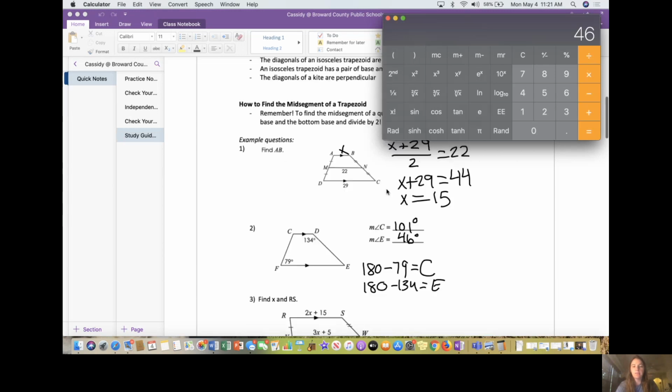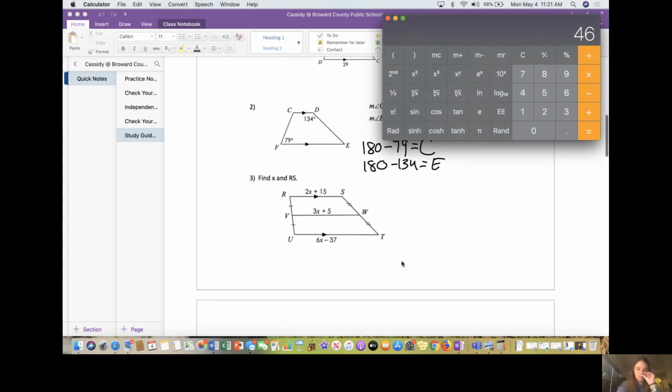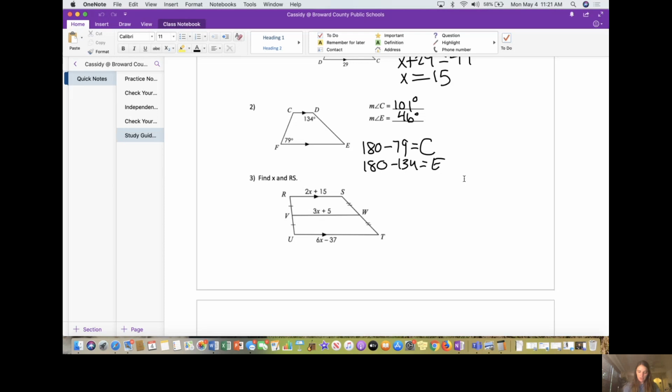So we're going to use that same thing we used here, except this time, instead of just numbers, we're going to have to use expressions. But we're not really missing anything. We just need to find X, and then we're going to find RS. So all you need to do here is set up our equation. So remember, the top base is 2x plus 15 plus the bottom base, which is 6x minus 37. And we're going to divide that by 2. And we're going to set that equal to the mid-segment, which they told us is 3x plus 5.